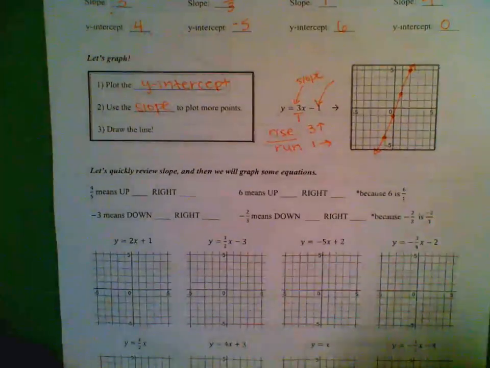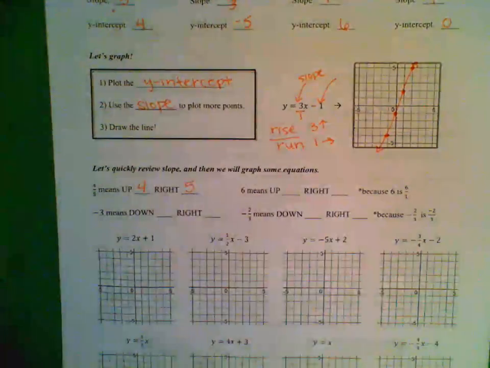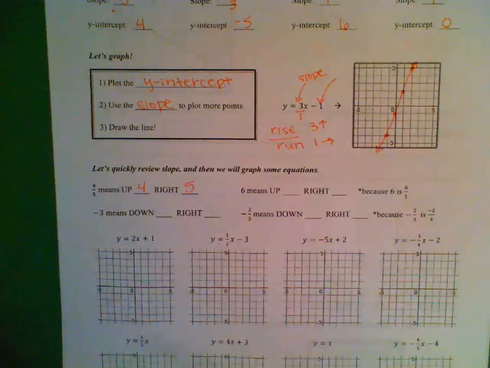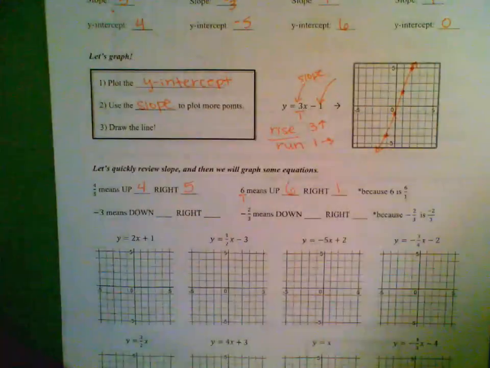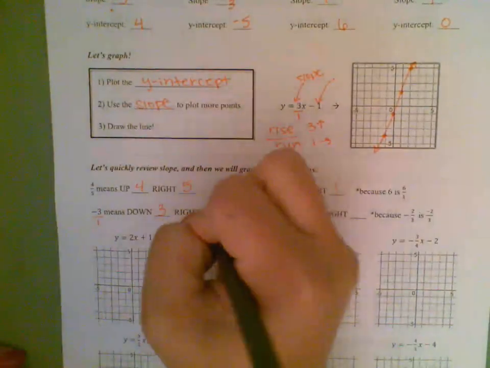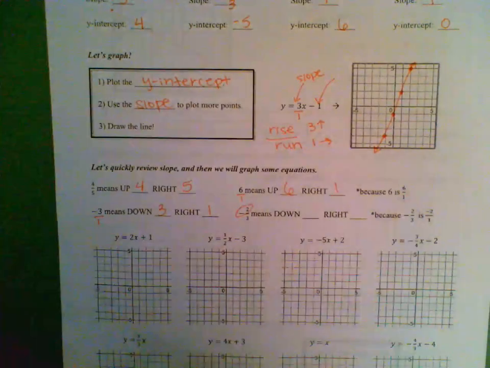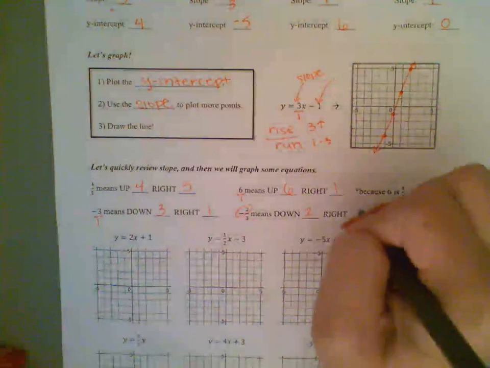Okay, so next, we're going to quickly review how we're going to read these. So 4 over 5 means up 4 and right 5. So go ahead and pause this video and see if you can figure out these other 3. So 6 is really 6 over 1, which means you're going up 6 and right 1. -3 is -3 over 1, so you're going down 3 and right 1. And for this one, this negative, we're going to keep with the 2, which means you're going down 2 and you're going to go right 3.